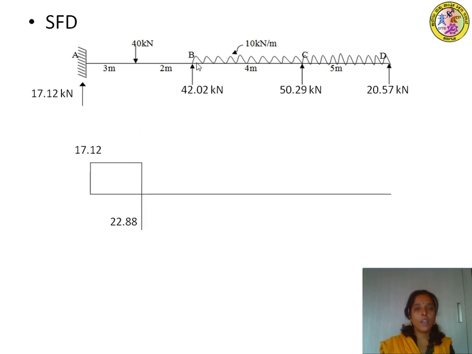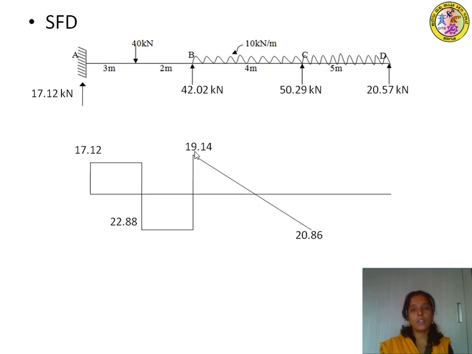Next, from right of E to left of B, there is no loading, so shear force will be constant. Next, shear force to the right of B, we have an upward force of 42.02, therefore minus 22.88 plus 42.02 will be equal to plus 19.14 kilonewton. Then from right of B to left of C, a UDL is acting throughout the length, so this magnitude has to be deducted from 19.14. So 19.14 minus 10 into 4 will be equal to minus 20.86.